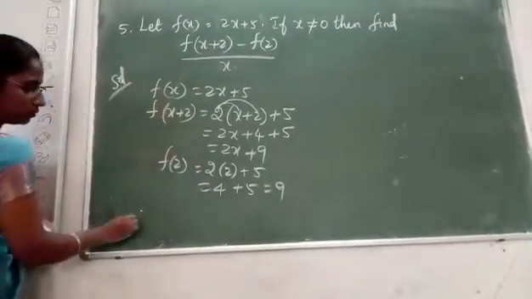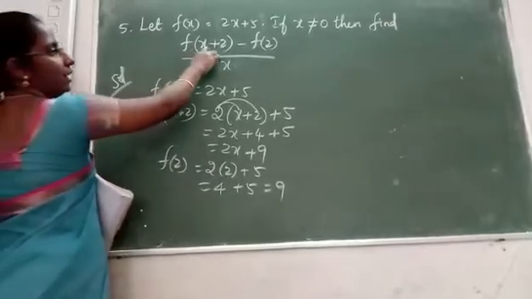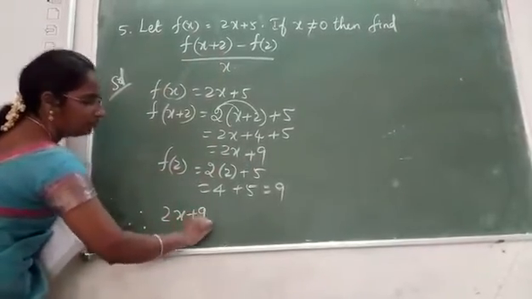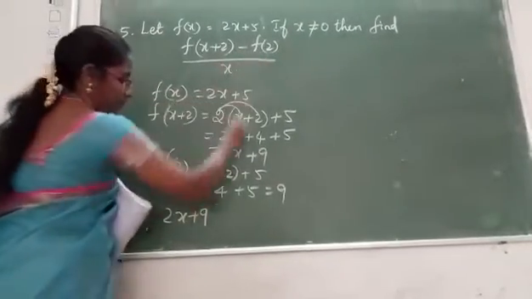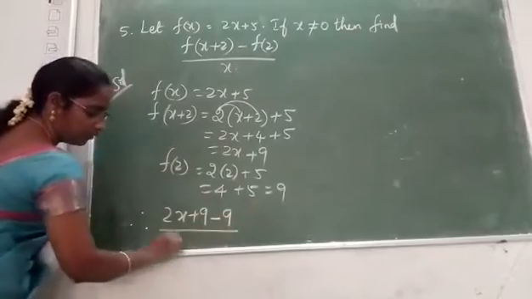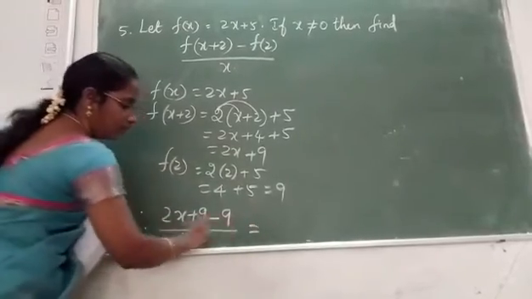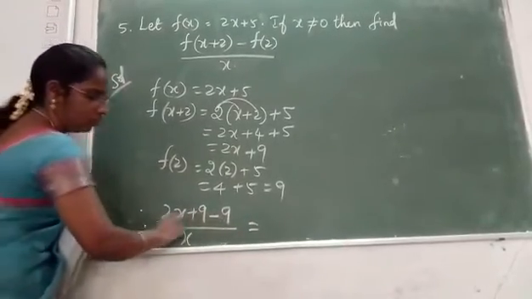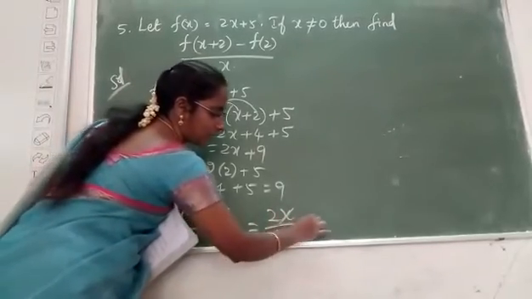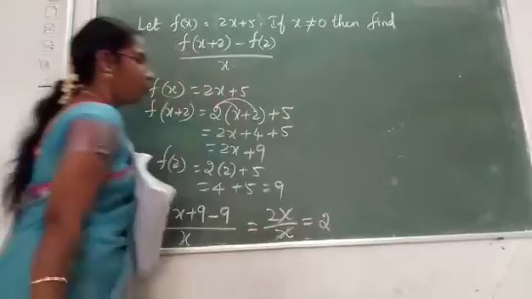Substitute in this value. f(x plus 2) is 2x plus 9, minus f(2), the f(2) value is 9, divided by x. Plus 9 minus 9 is 0. 2x divided by x. Here x cancels. The remaining 2 is the answer.